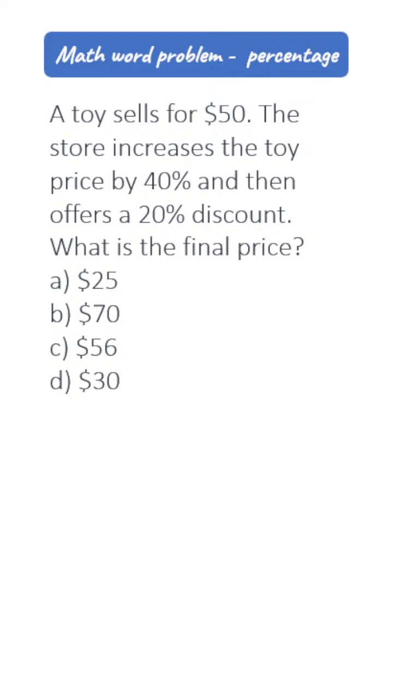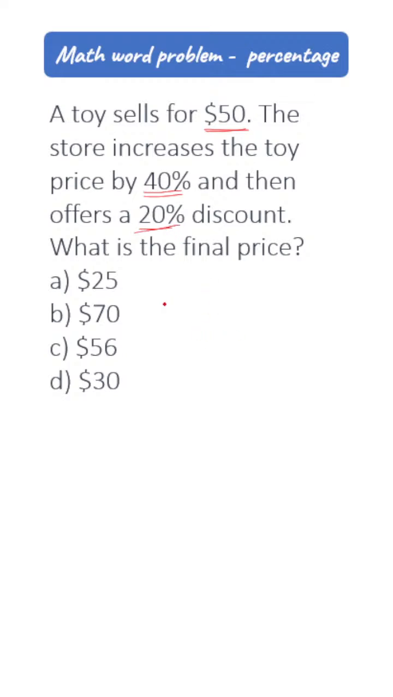So when you see a question like this, they say a toy sells for $50. The store increased the toy price by 40% and then offered a 20% discount. What is the final price? So the toy initially sells for how much? It sells for $50 and it was increased by 40%, then the discount of 20%.